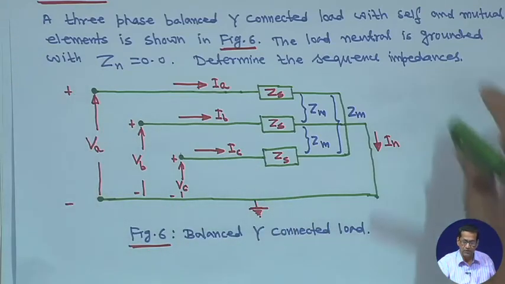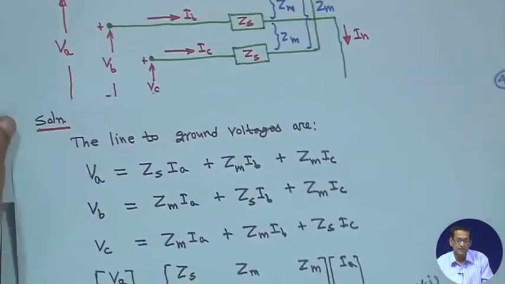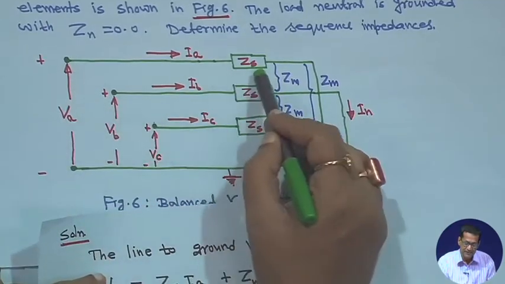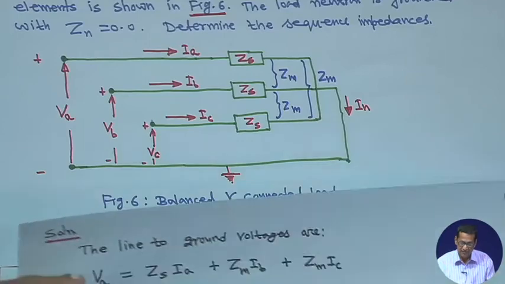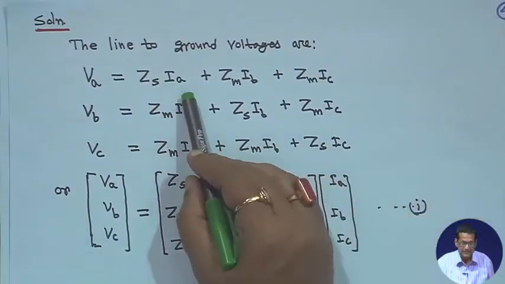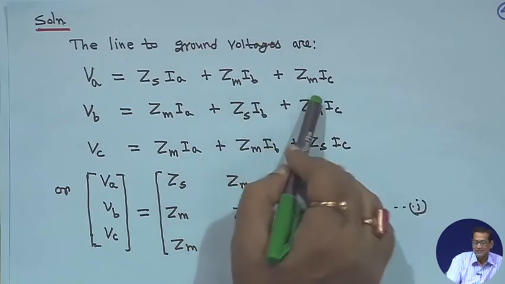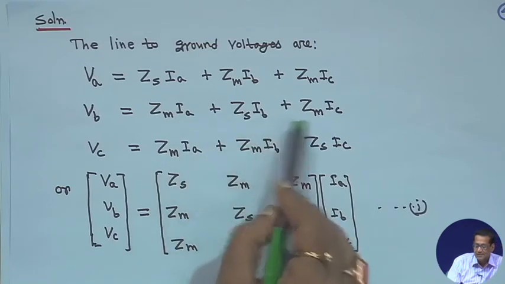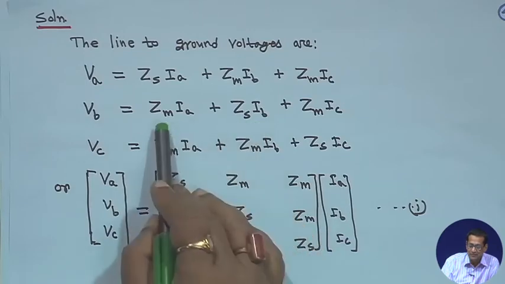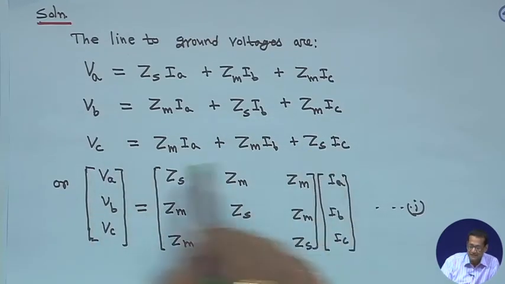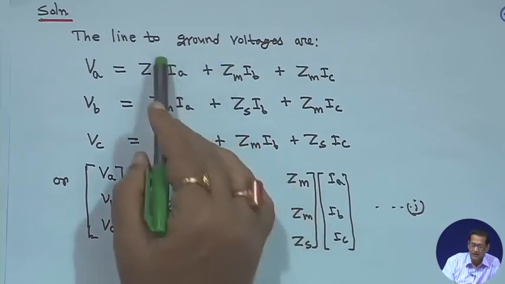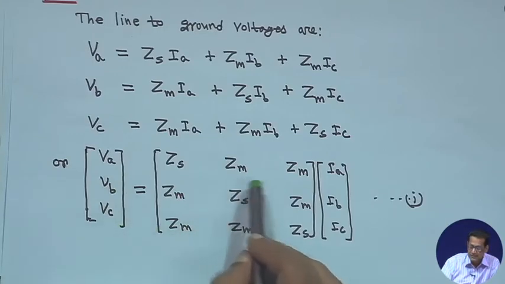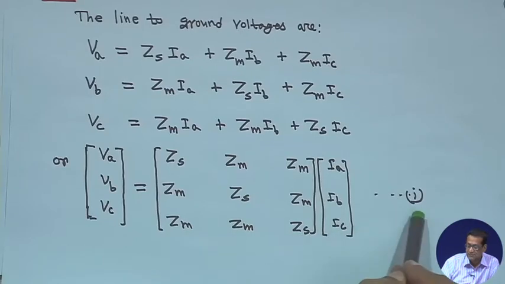From circuit theory, coupled circuits you have studied. The line to ground voltage Va will be equal to Zs Ia plus Zm Ib plus Zm Ic, because the mutual inductance is given between the phases. Similarly, Vb is equal to Zm Ia plus Zs Ib plus Zm Ic, because we are writing for Vb, so Zs Ib, and the other two will be Zm Ia plus Zm Ic. Similarly, when you write Vc, Zs Ic, and the other two are Zm Ia plus Zm Ib. This way you write the line to ground voltages Va, Vb, Vc. This equation you put in matrix form: Va, Vb, Vc equal to the matrix with rows Zs, Zm, Zm; Zm, Zs, Zm; Zm, Zm, Zs. This is equation 1.